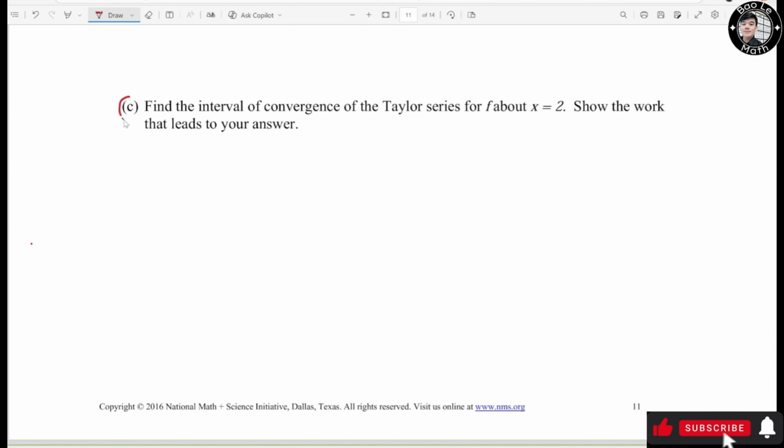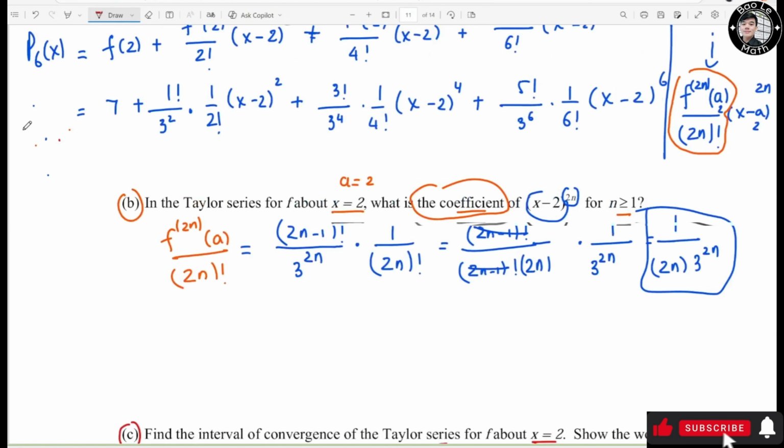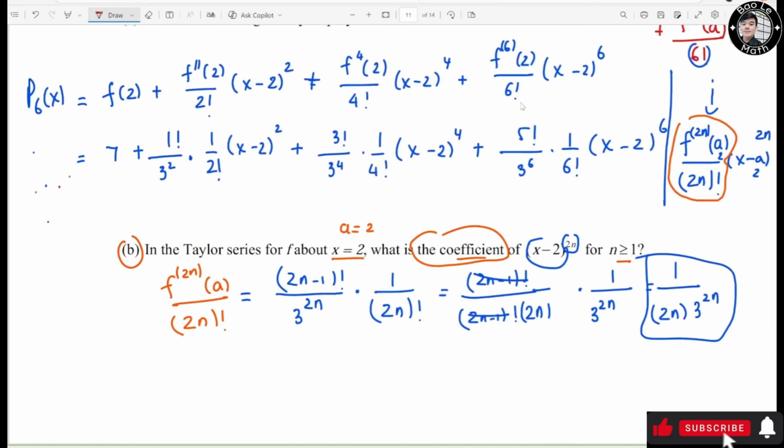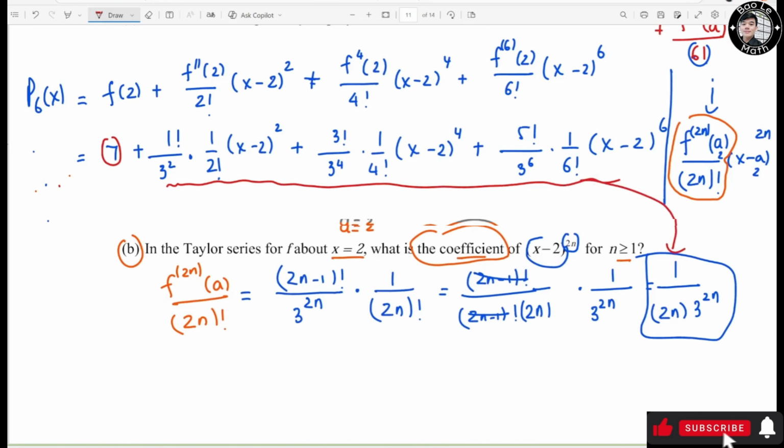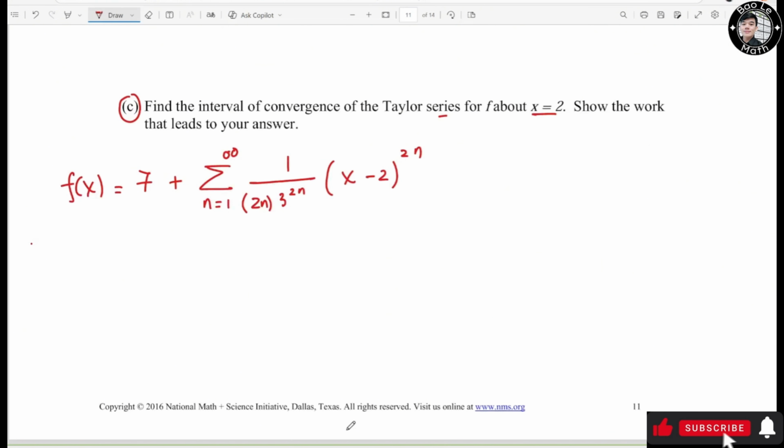Now let's move on to question C. Find the interval of convergence of the Taylor series for f about x equals 2. Alright, so we're going to go back over here. The Taylor series is right here. This one is the first 6 terms. You know that the first term right here is going to be 7, and you look at the second term right here, you have the product right here. Now in order to find the interval of convergence, we're going to use the ratio test.